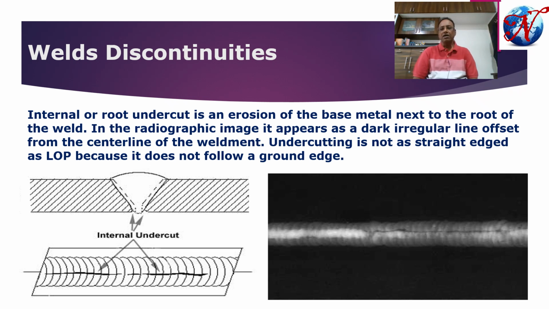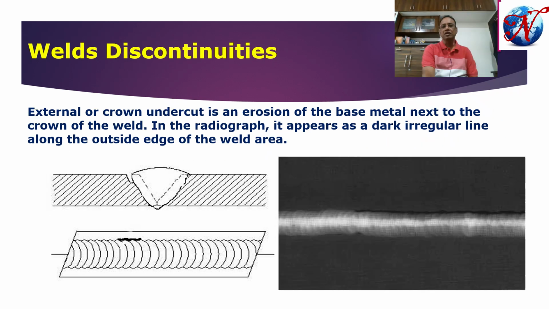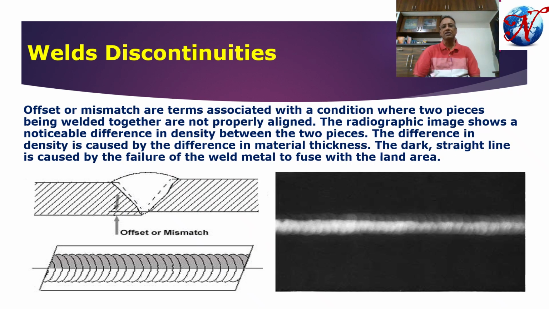So in root undercut, the undercut into the root region can be identified in the sense that in between the root and hot pass, there is a dark line running parallel to the root, but it is zigzag in nature, not a straight line. Next one, the external or crown undercut: the same, that is dark irregular indications running parallel to the weld, in between the weld and parent metals. That is the cap undercut, and the erosion of the material into the base material is the cause of the surface undercut.